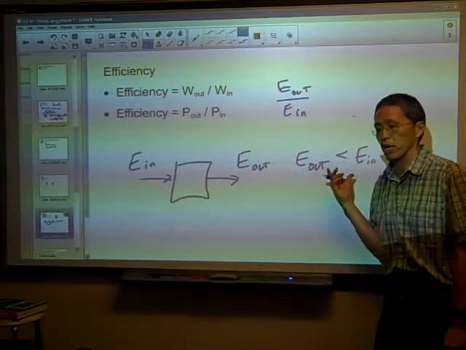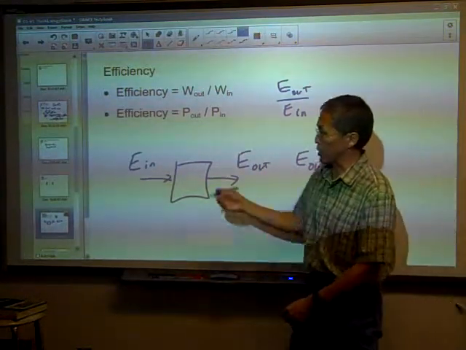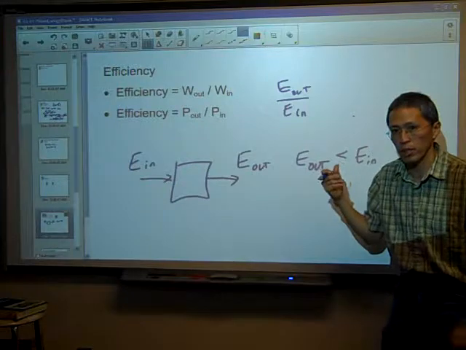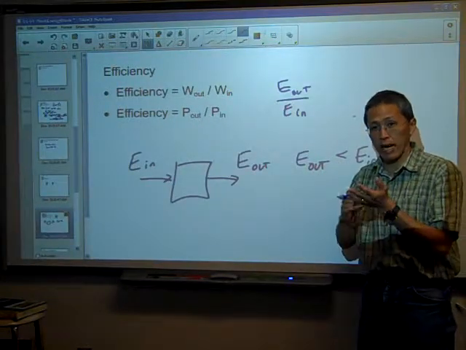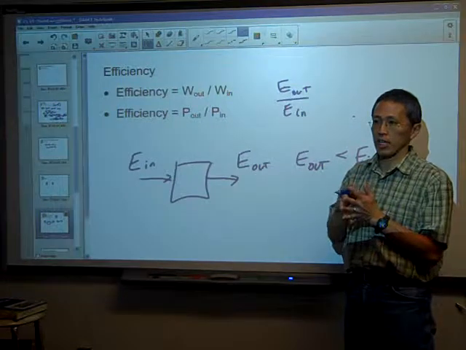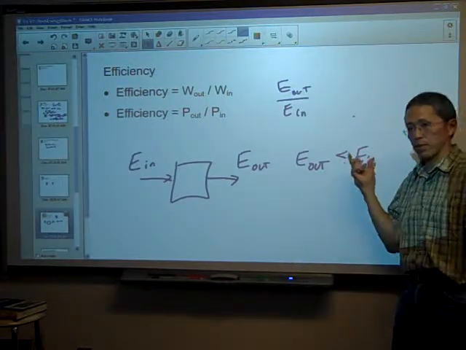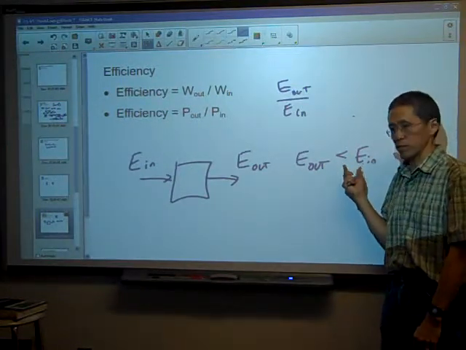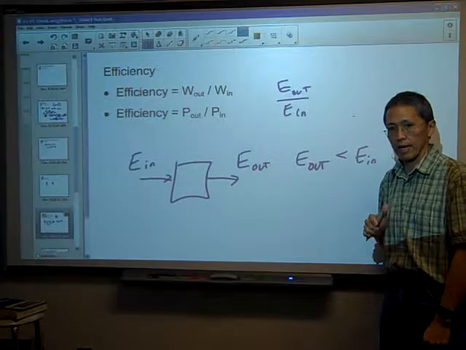And where does that energy go? Well, remember we talked about that a little bit ago. It always goes to some kind of resistance, our losses of some sort. We have friction, we have air resistance, those kinds of things. That's why our energy out has got to always be less than our energy in, because of losses.